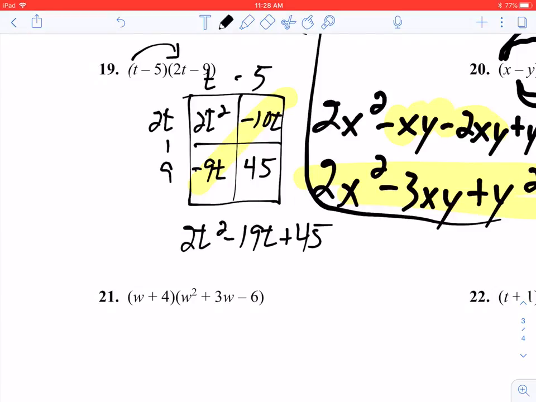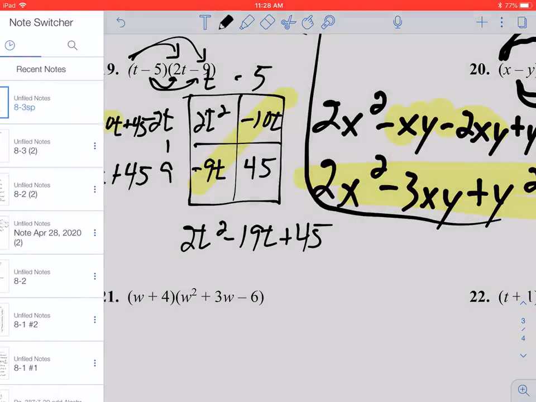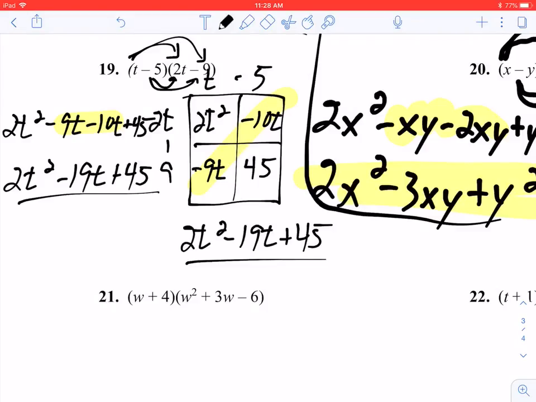From here, we're going to FOIL. T times 2t is 2t squared. T times negative 9 is negative 9t. Negative 5 times 2t is negative 10t. And negative 5 times negative 9 is positive 45. Running out of room there. Sorry about that, guys. These two are like terms. So we have 2t squared minus 19t plus 45. And as you can see, that matches perfectly with that.